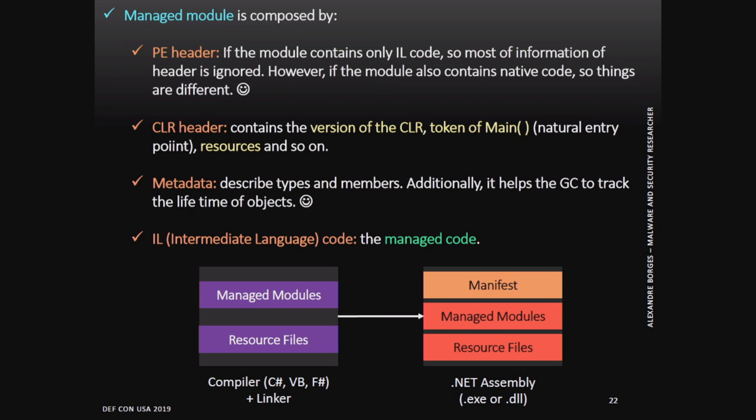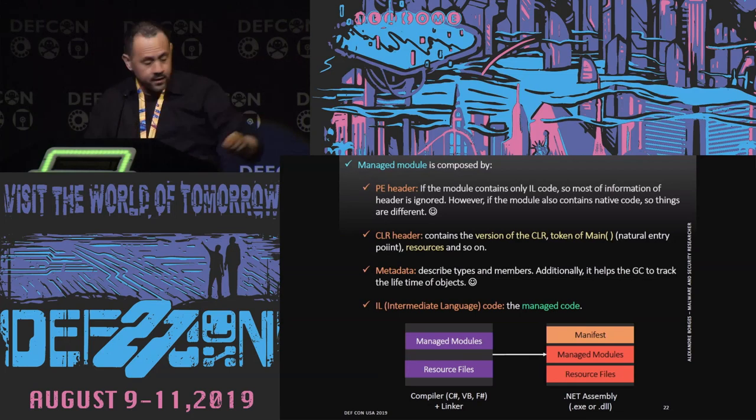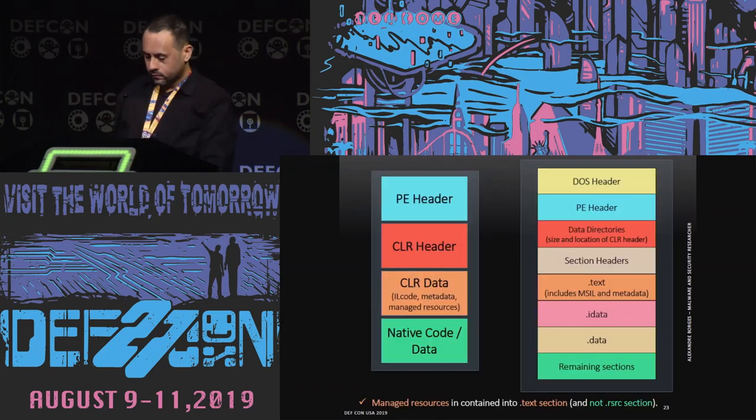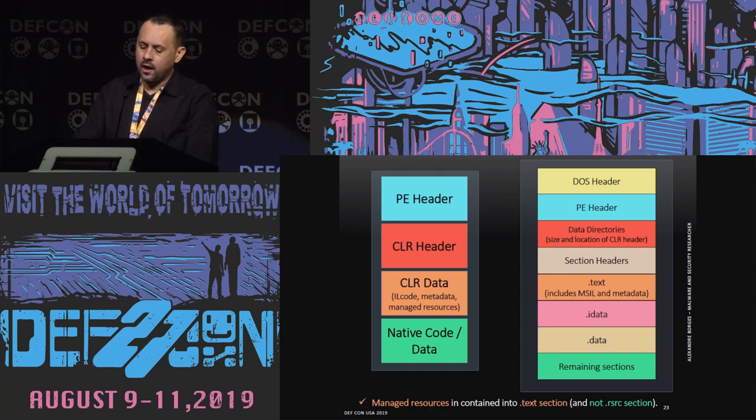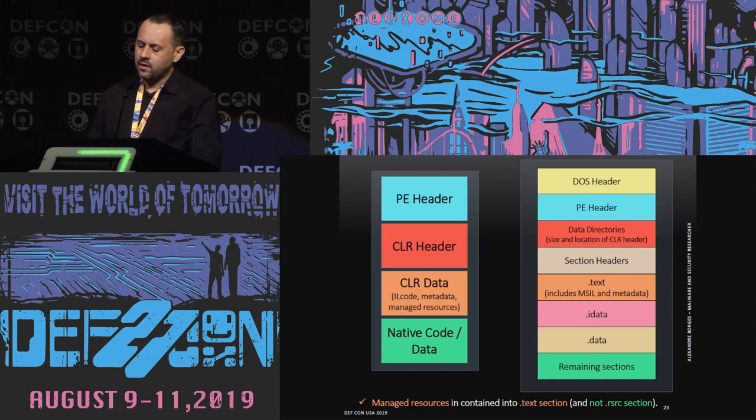In this case, I have the compiler here. I have the managed modules. I have the resource files that are compiled to a final version composed of a manifest, managed modules, and a resource file. In using pictures, you see that a .NET header is composed of PE header, CLR header, CLR data, and native code. And at the right side, you can see the same picture, but in a detailed view.